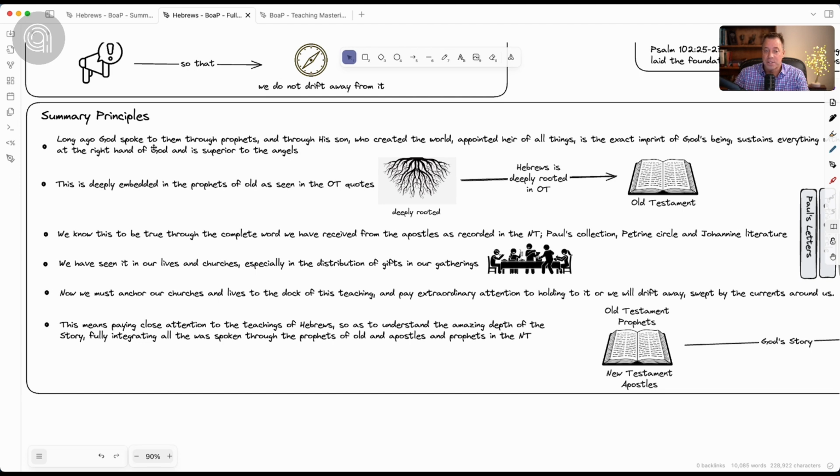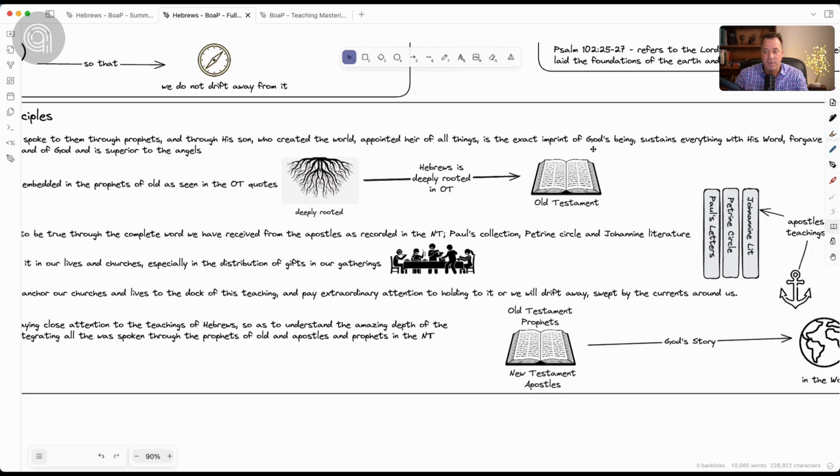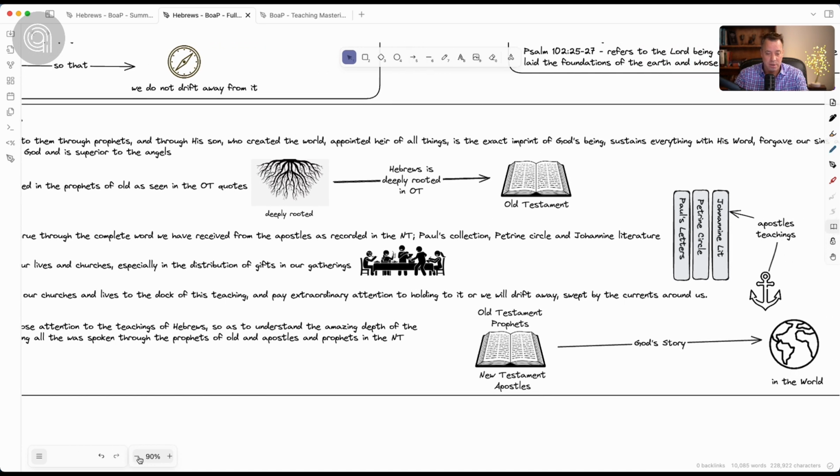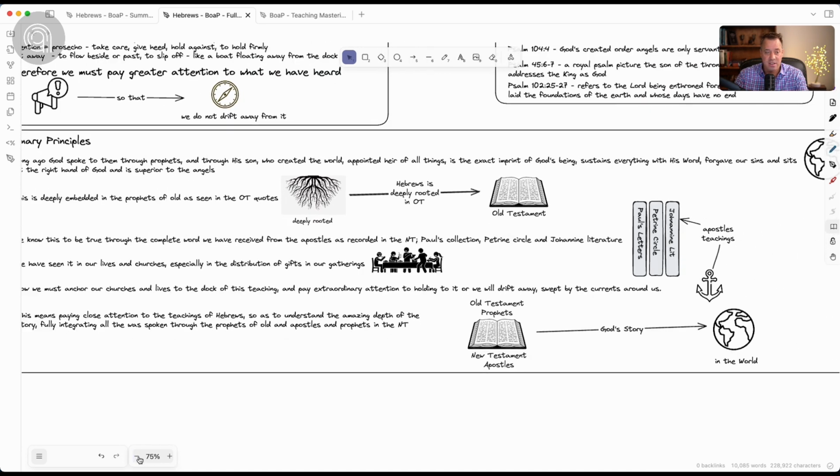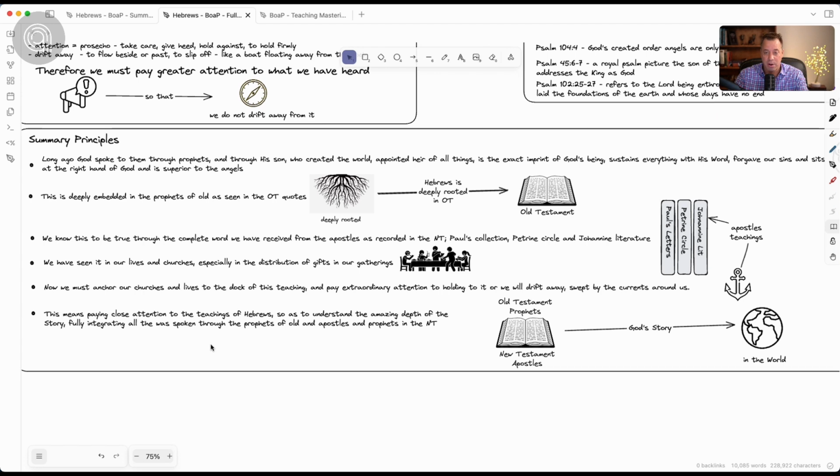Long ago God spoke to them through the prophets, through the Old Testament, and then through his Son who created the world, appointed heir of all things. It's the exact imprint of God's being, sustains everything with his word. Let me zoom out here, and sits at the right hand of God. He's superior to angels. This is deeply embedded in the prophets of the Old Testament, as seen in all of those quotes up above here. I've got them listed, the 7 of them.